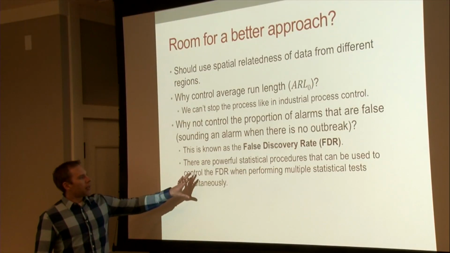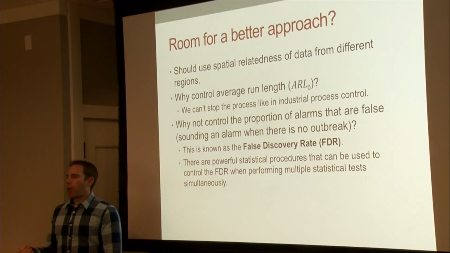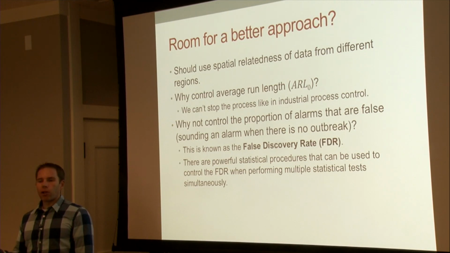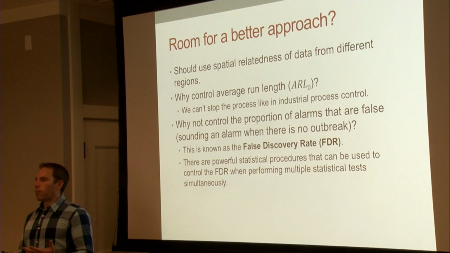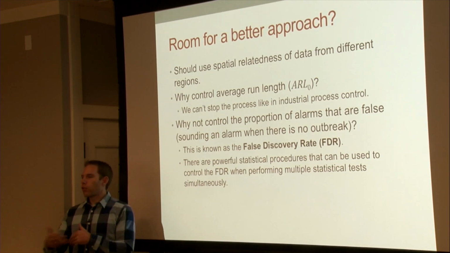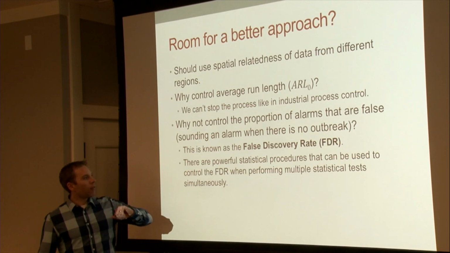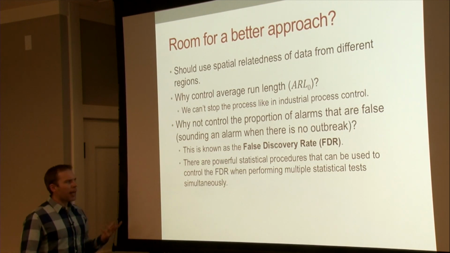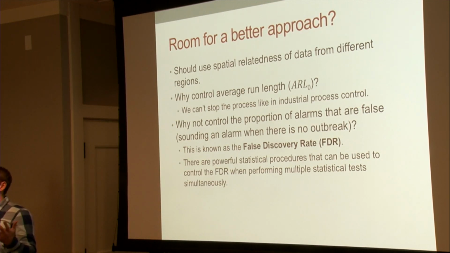And the other thing about this is that we're going to be doing lots and lots of hypothesis tests. It may not be well known, but the more hypothesis tests you do, the more likely it is you're going to make a mistake. And so there's something called multiple comparisons procedures that accounts for this. And when you use the false discovery rate as your error criterion, there's lots of great statistical tools that you can apply to the problem without thinking a whole lot about it.